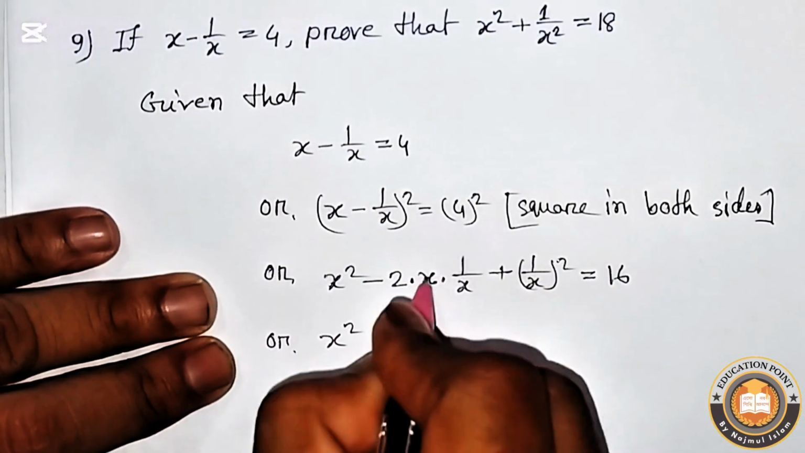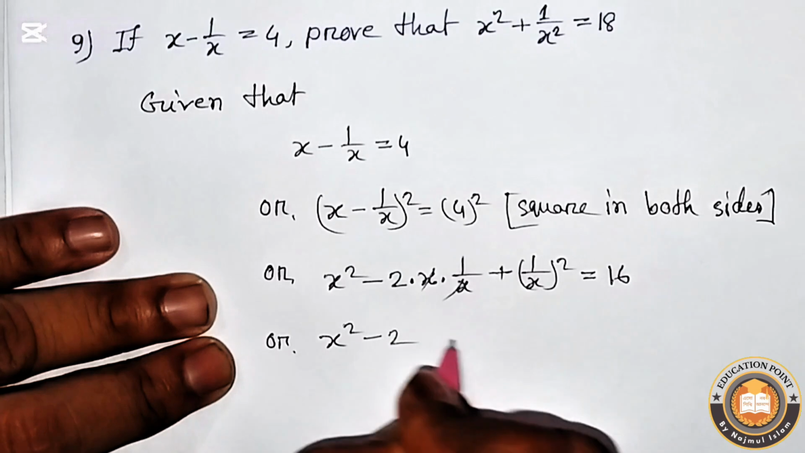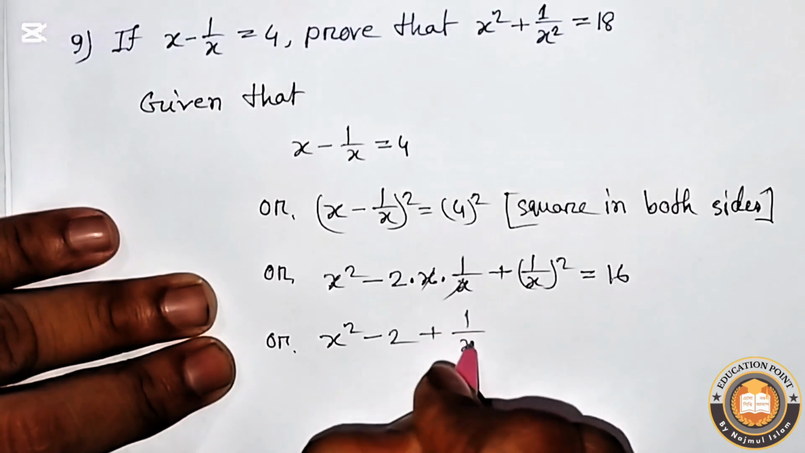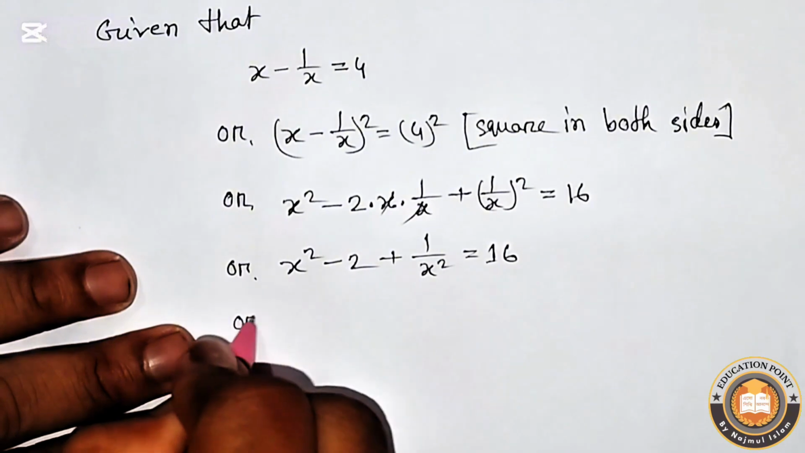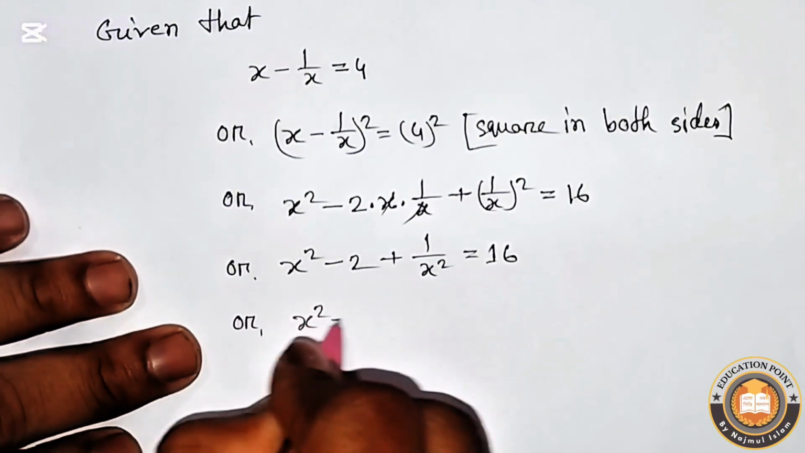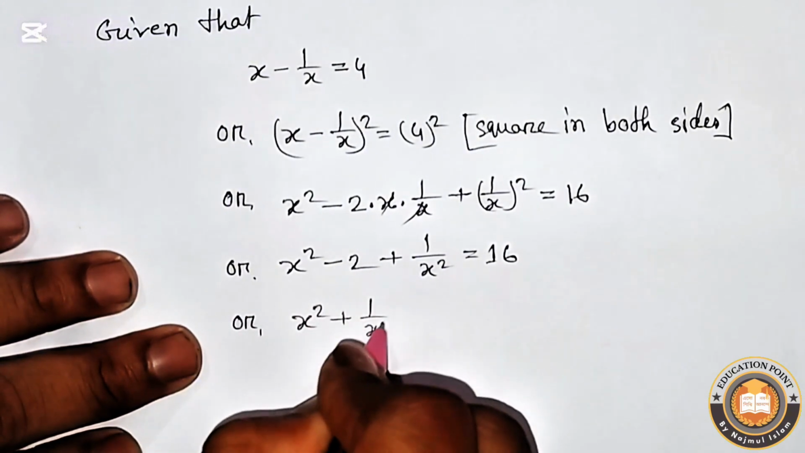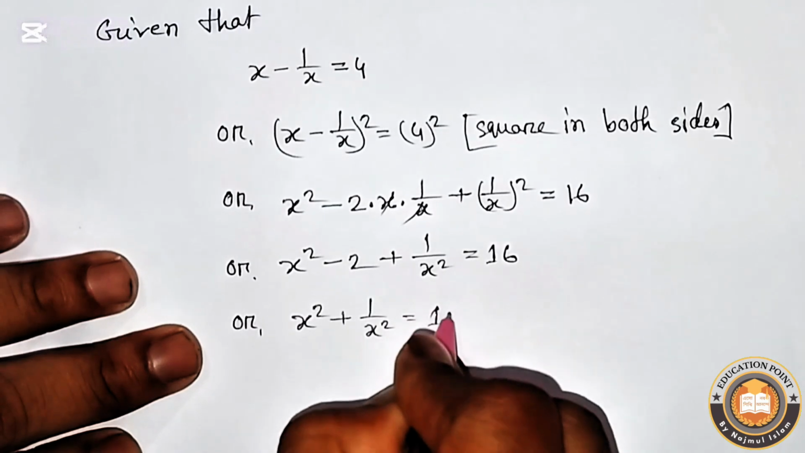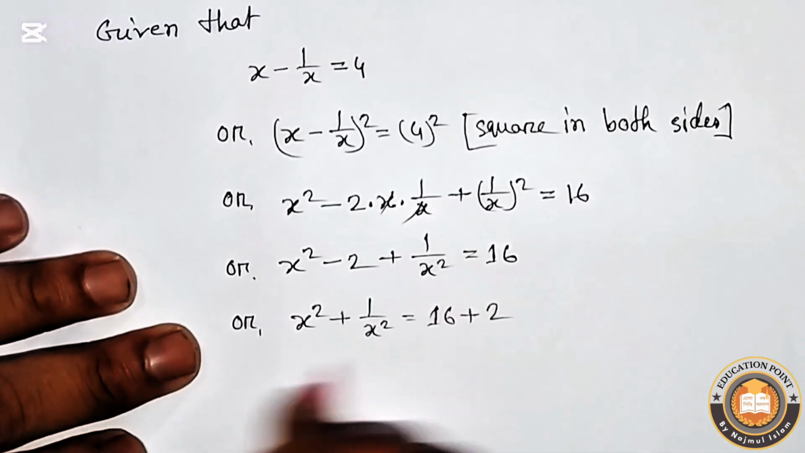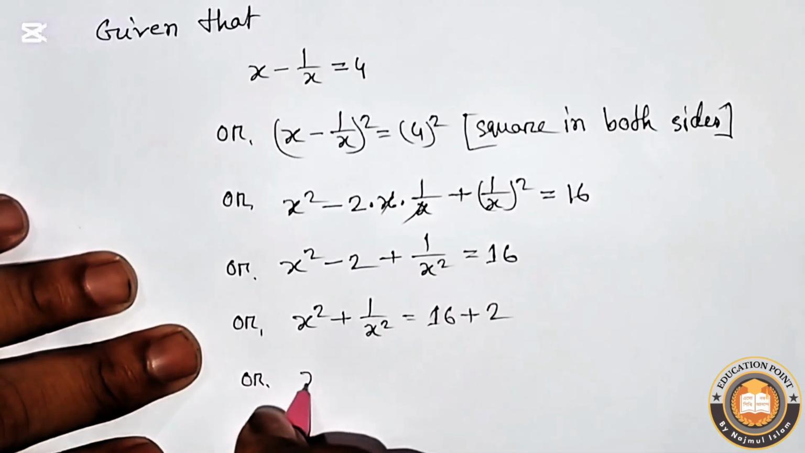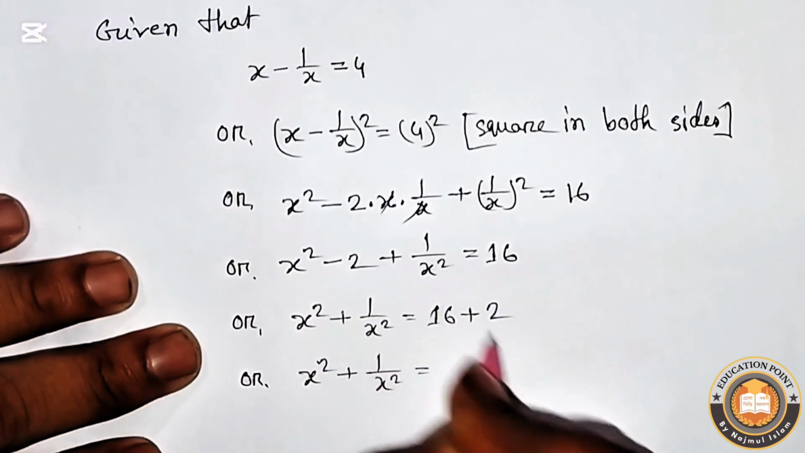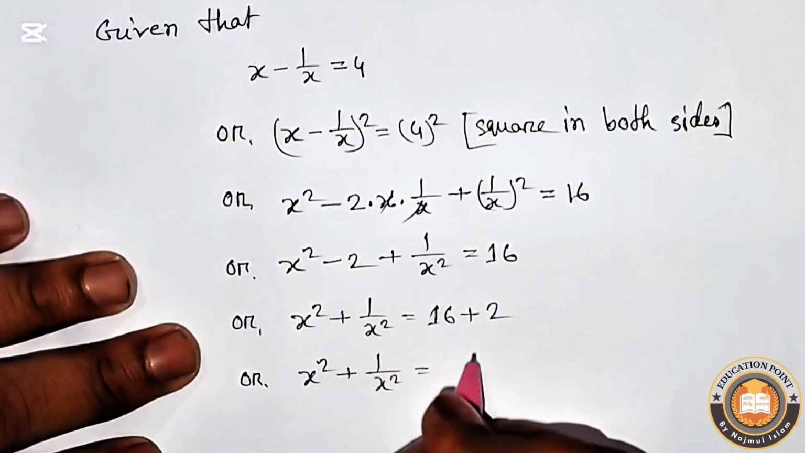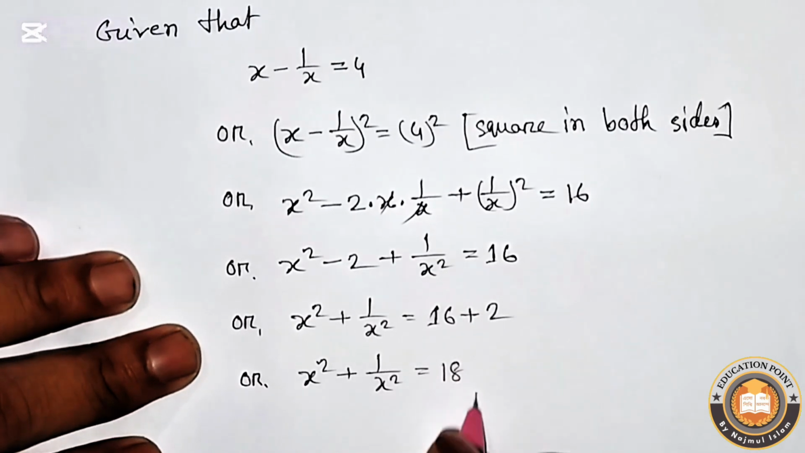or x square minus 2 plus 1 by x square equal 16, or x square plus 1 by x square equal 16 plus 2, or x square plus 1 by x square equal added value of 16 and 2 equal 18. Proved.